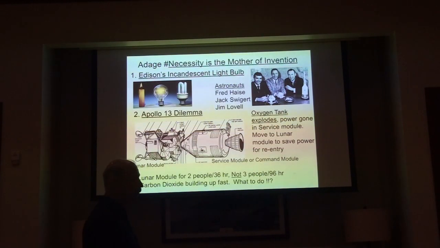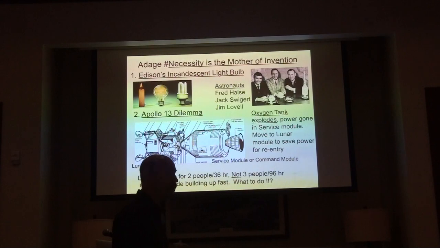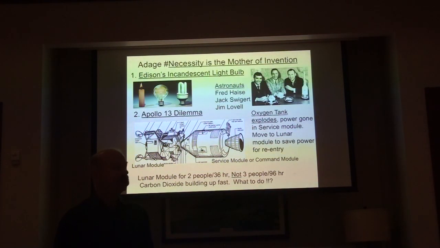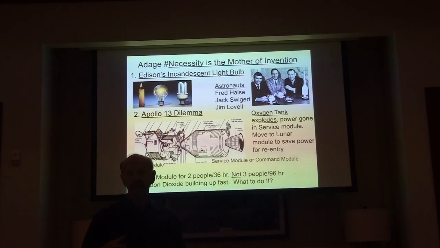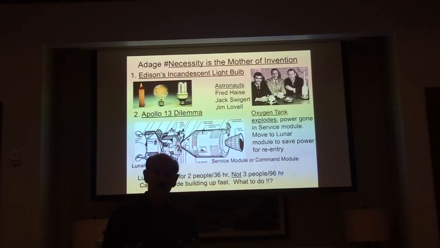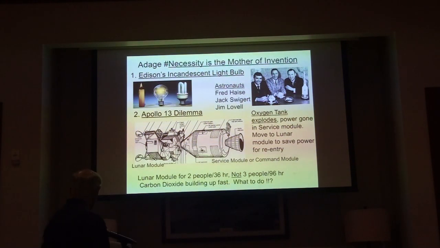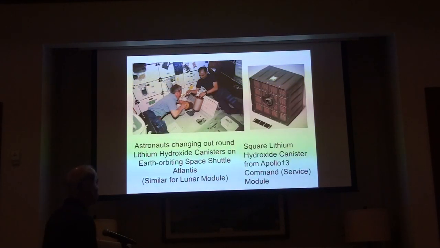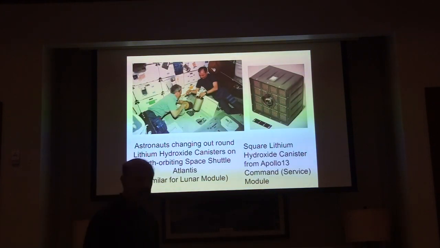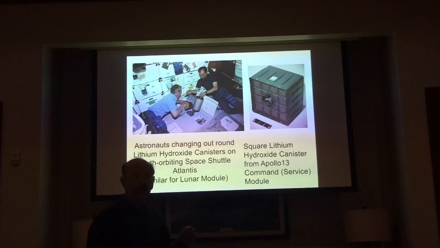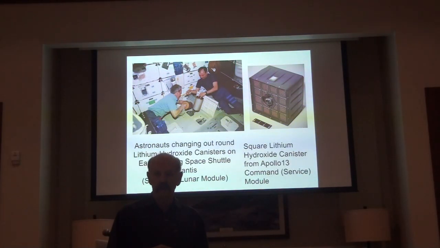But the lunar module was only designed for two people for a period of time, not three people for 96 hours. So what was happening was the carbon dioxide from their exhalation was building up rapidly, and they had to figure out how to solve removing that carbon dioxide from the air. And this was the problem. They had a square lithium hydroxide canister shown on the right, and lithium hydroxide was utilized to scrub the carbon dioxide out of the air.